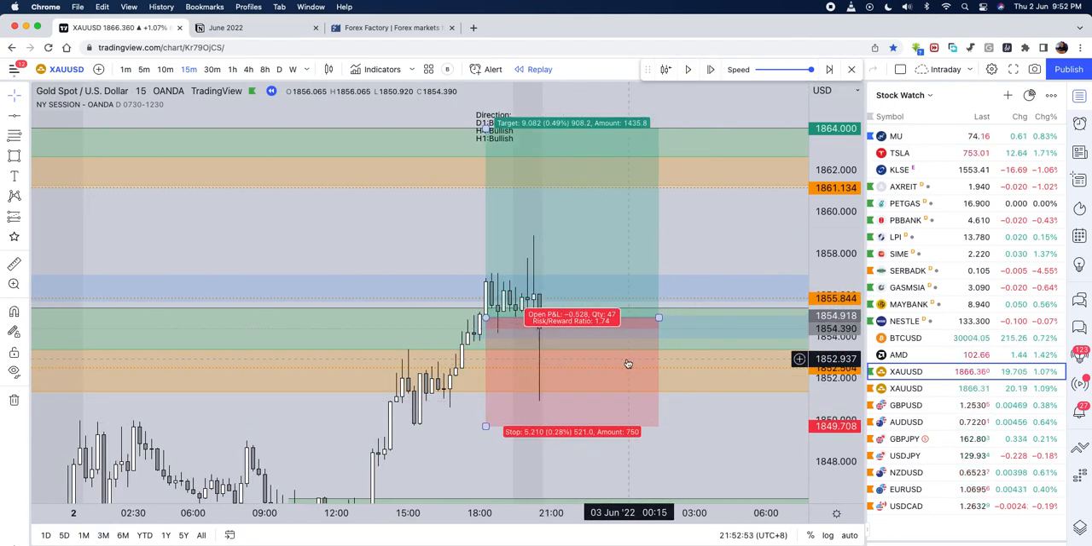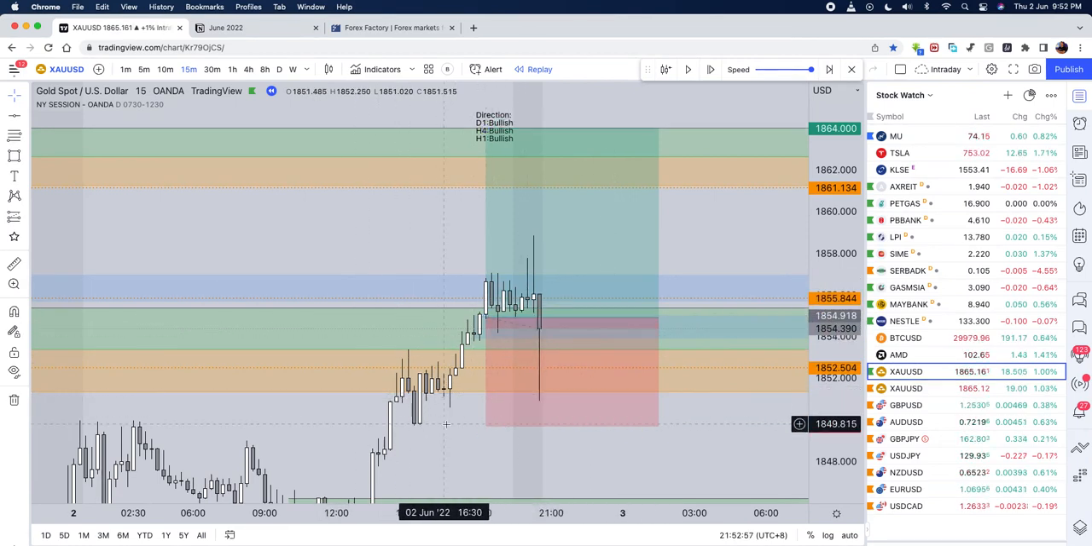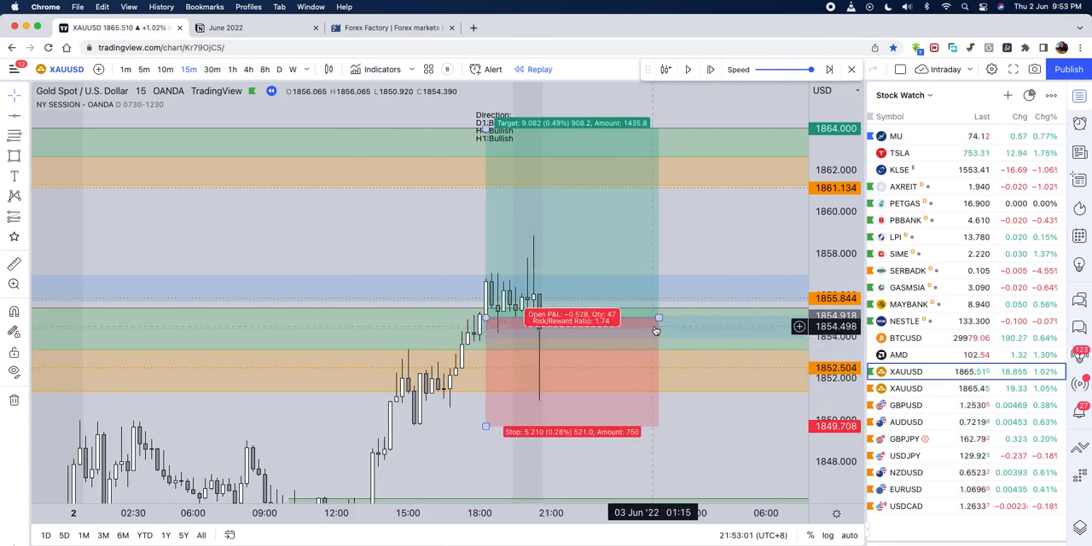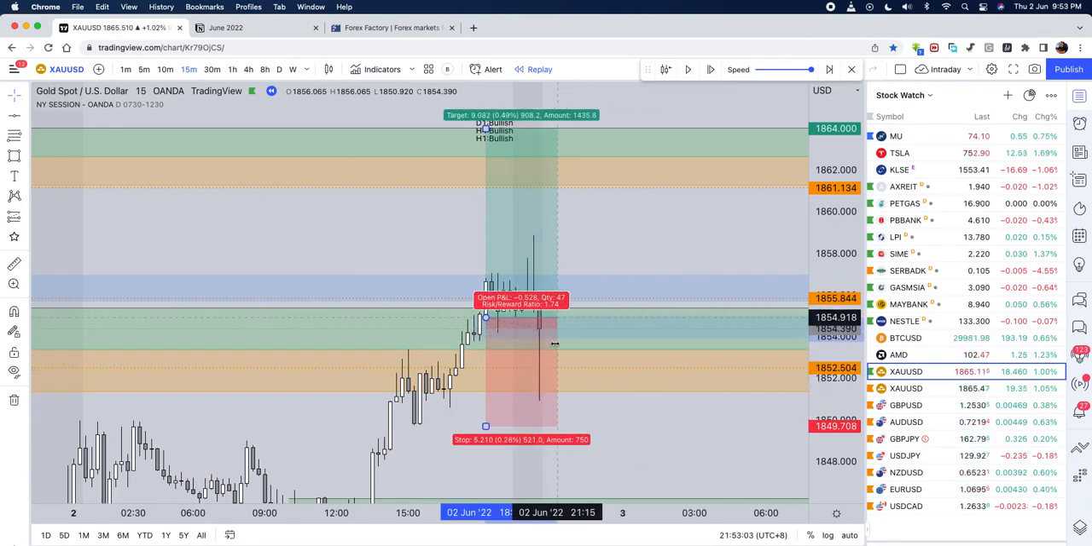So something happened down here, so it's good that we put the stop really far down here, else it would have taken our stop and this trade would have been a loser.